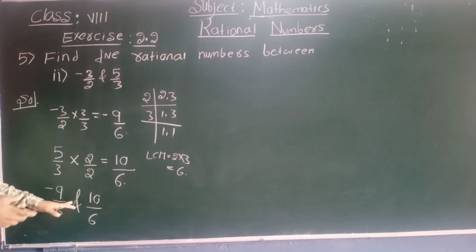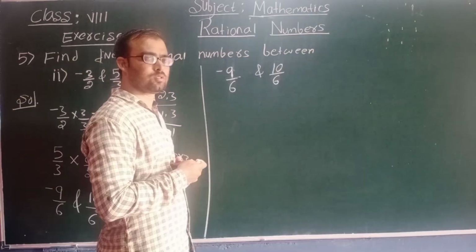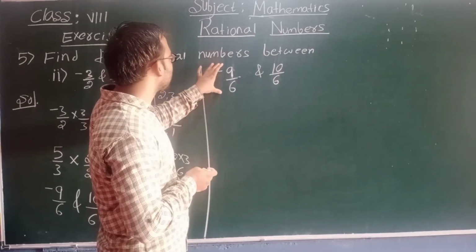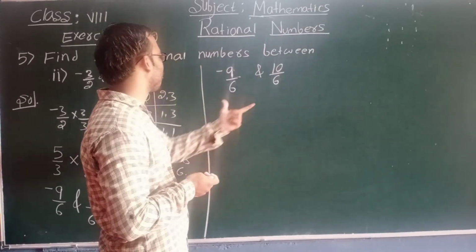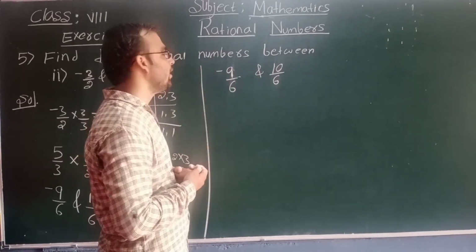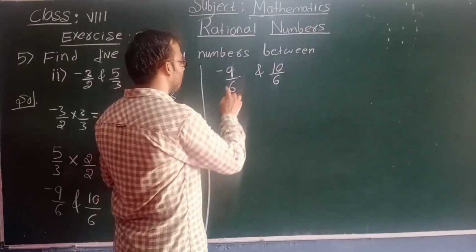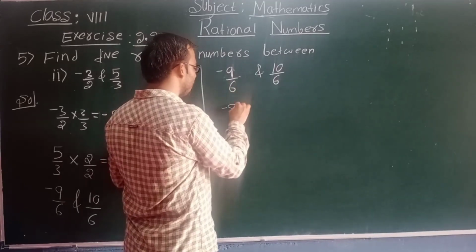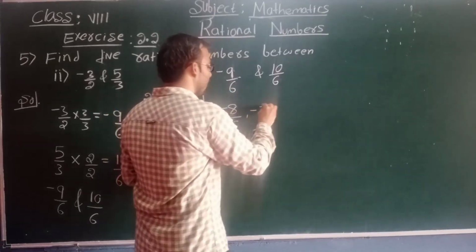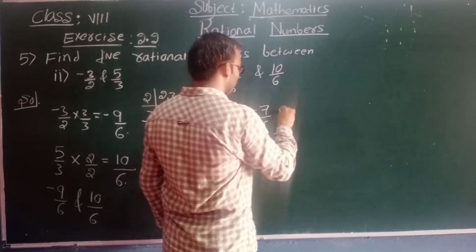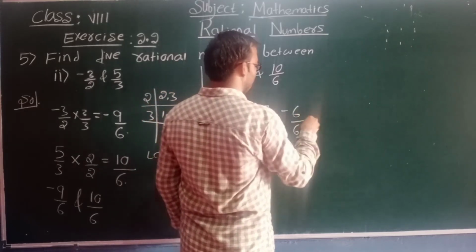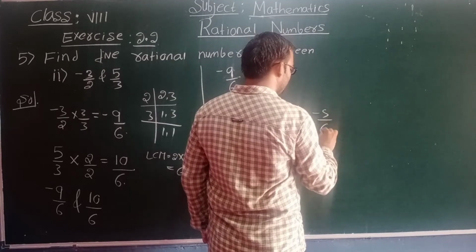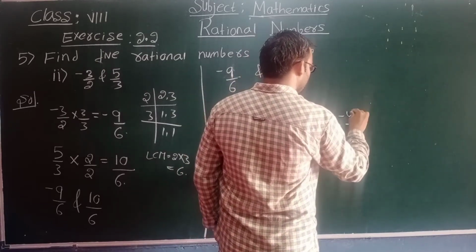So here we need not multiply any other number. Why? Because we can easily get the 5 rational numbers between these two rational numbers. So look at here, students. -9/6 and 10/6 are there. Here the denominator is same, no? So now we can write the rational numbers between these two numbers. It starts from -9/6, so we need to write -8/6, -7/6, -6/6, -5/6, -4/6.